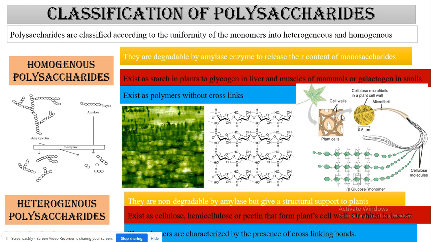We see here the cell wall of the plant. Mostly the cell wall of the plant is surrounded by cellulose microfibrils. If we open these microfibrils, we see that cellulose is made up of a sequence of glucose monomers. They attach together by glycosidic linkage.